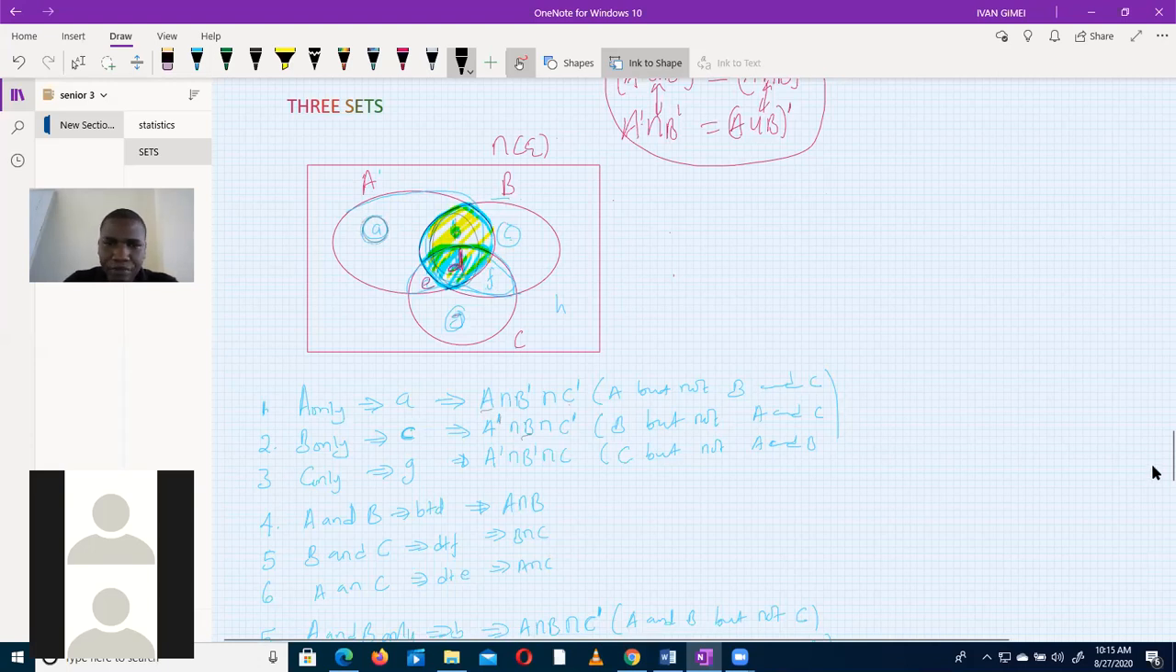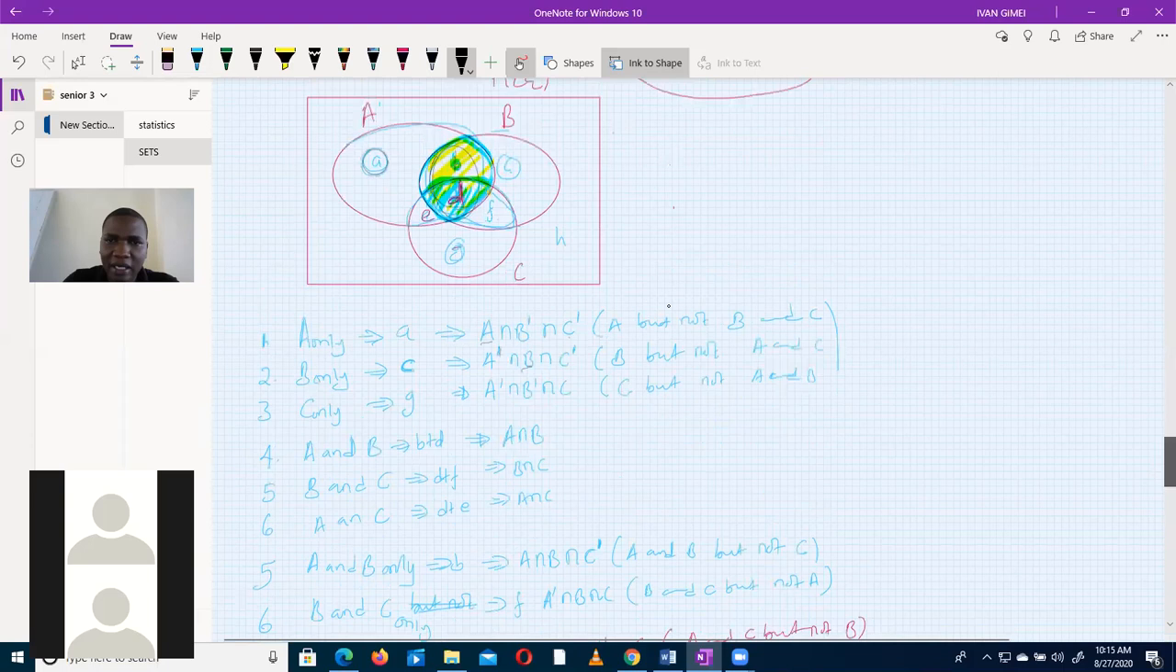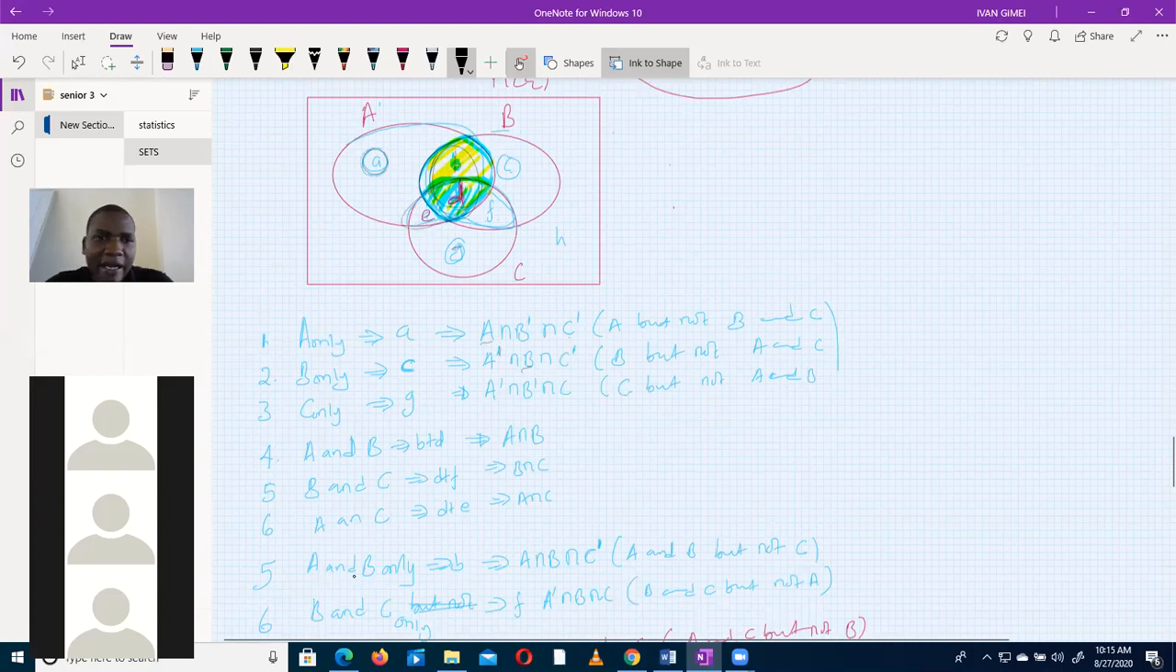Then A and C is still the same thing. A is here, C is here. The intersection of the two is this circle. D and E represent that section. Then they can say A and B only. A and B is different from A and B only. Now, A and B, the whole of this is the A and B. But A and B only, you remove anything to do with C, and you'll be left with only this small b here.